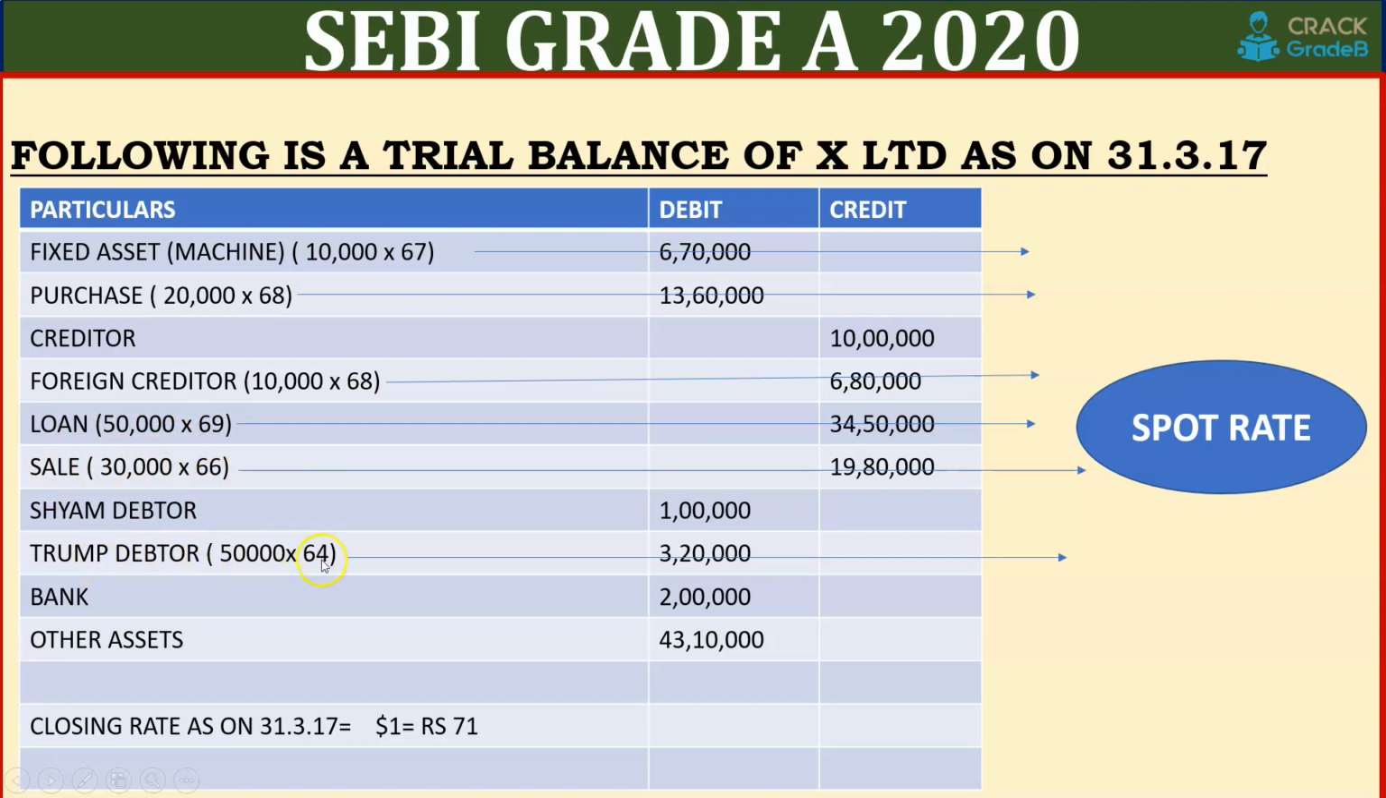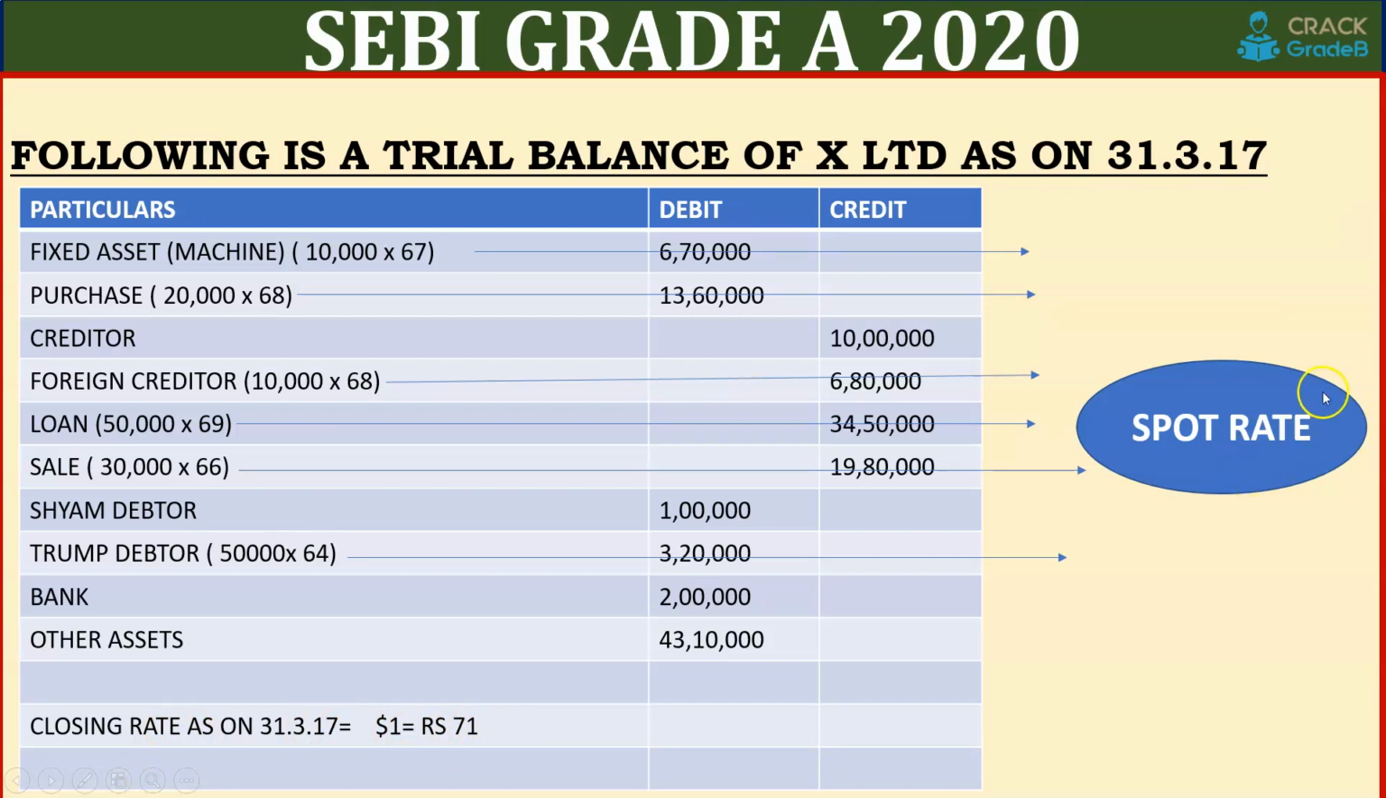Debtor 64 rupees. And the date of the closing, because it is a trial balance as on 31st March 2017, so they have provided us with a closing date as on 31st March 2017, that is $1 will be equal to 71 rupees. Now here, all I want you to know is there are different exchange rates during the whole year on which the transactions took place. So the rate that exists on the date of the transaction is known as a spot rate. These are the dates on which the transactions are recorded in the financial statements of the company. And there is again a closing rate. We will discuss its treatment later on.